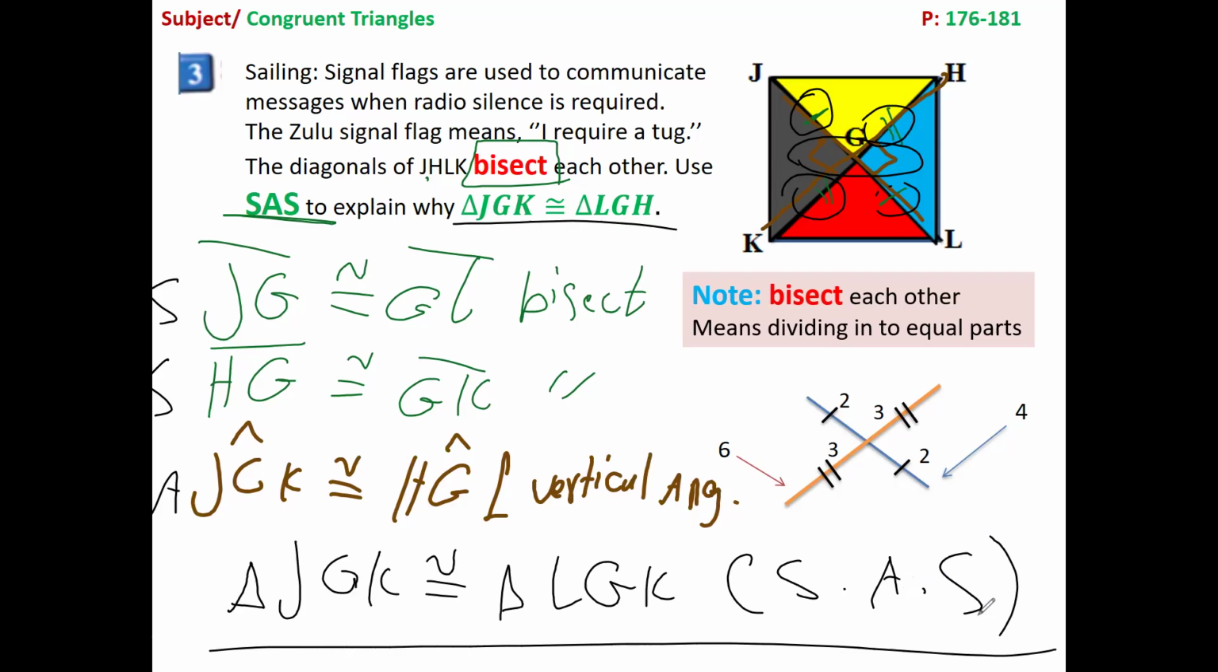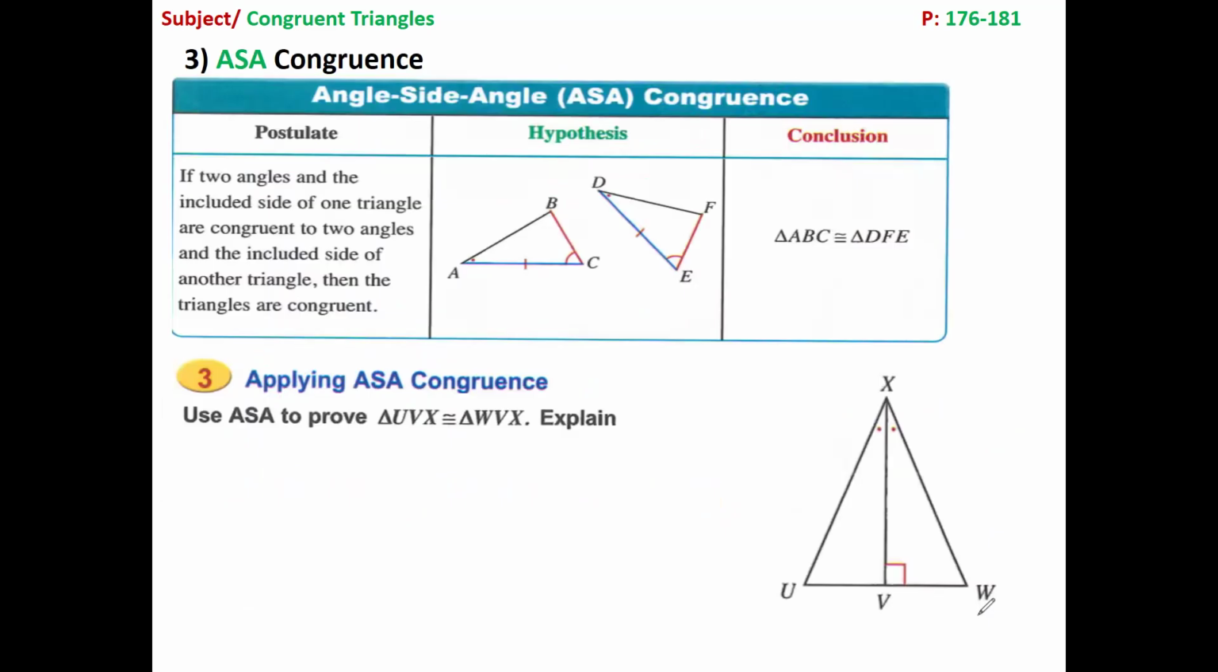So the next one that we need to know is angle side angle. Before I explain this one, it's the easiest one. We need to know what these two dots mean. What if I have a line instead of the dots? So let's say what if I have a line like this? Let me change the color. Okay, so if you have a line or a dot, that means they are congruent.